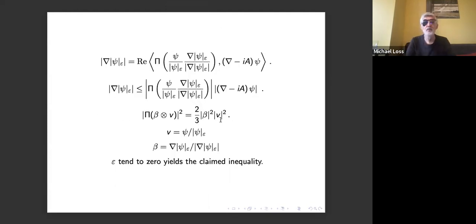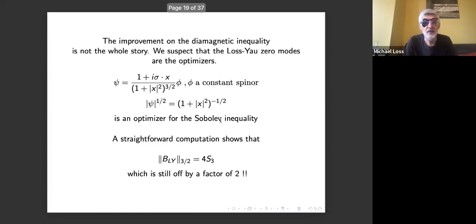Okay? So this is the first step here. This is a kind of new diamagnetic inequality, and what it buys you because you have a zero mode is a factor of 2/3 in front. But this is not the whole story. So you see, in some sense, Rupert and I suspect that these zero modes, which Yau and I found, are presumably the optimizers for an optimal magnetic field B.